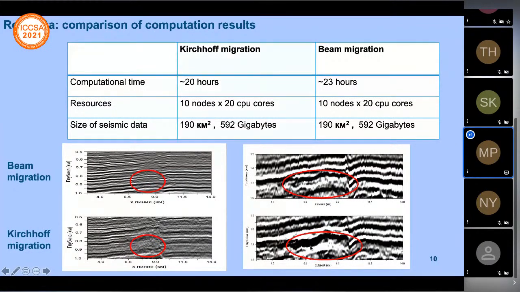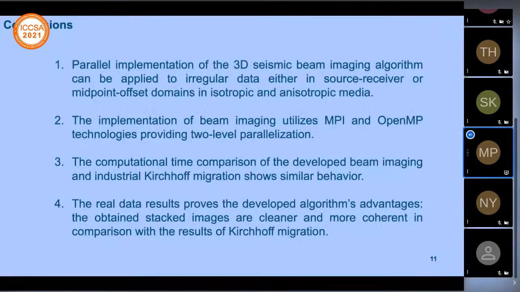And so finally, we come to conclusions. We provide a parallel implementation of the 3D seismic beam imaging algorithm that can be applied to irregular data, either in source receiver or in point offset domain, in isotropic and anisotropic media.